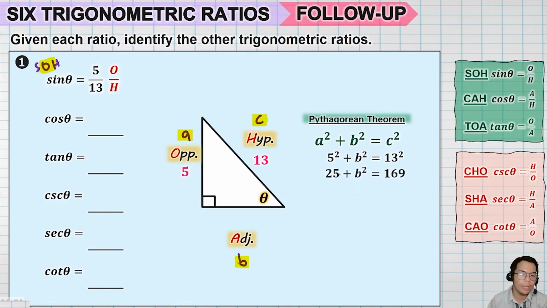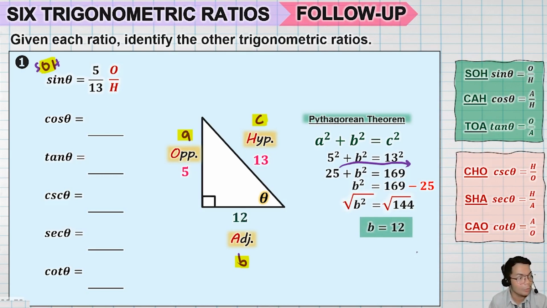So 5 squared is 25, ito siya. 13 squared is 13 times 13, which is 169. Lipat natin yung 25 sa kabila. And we'll get 169 minus 25 on the right side of the equation. Now, if we subtract those two numbers, we'll get 144. But that is not yet the value of b because we have to take the square root of both sides so that we can identify the value of b, which is equal to positive 12. In this case, kompleto na tayo sa mga sides ng right triangle natin. Adjacent side is equal to 12, opposite side is equal to 5, and our hypotenuse is equal to 13.